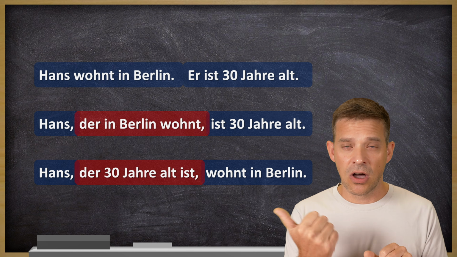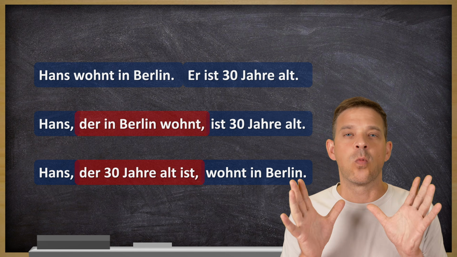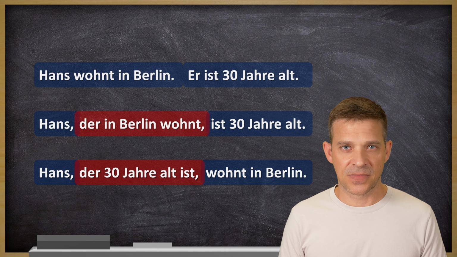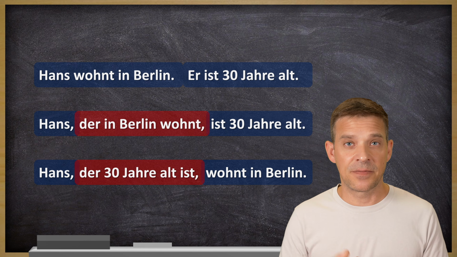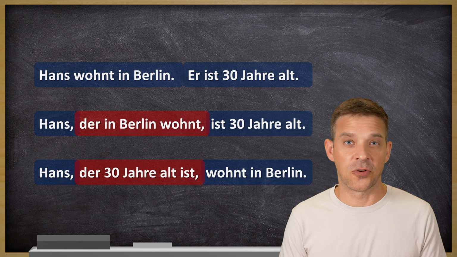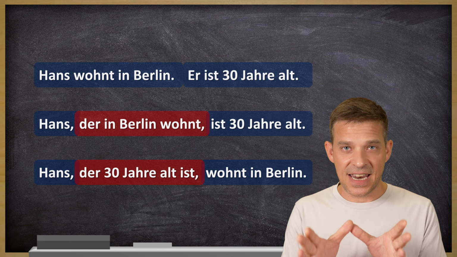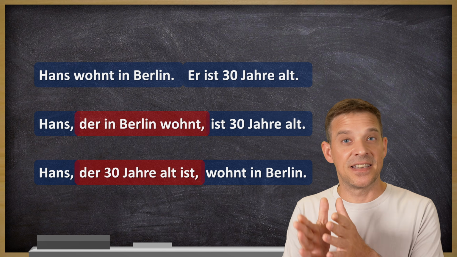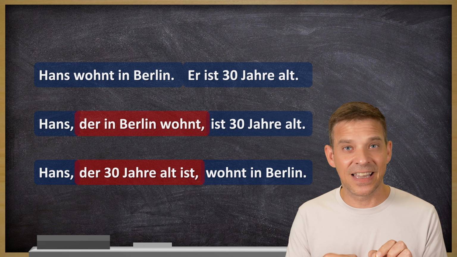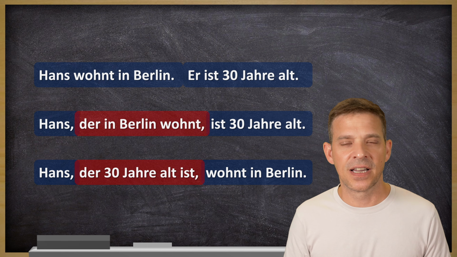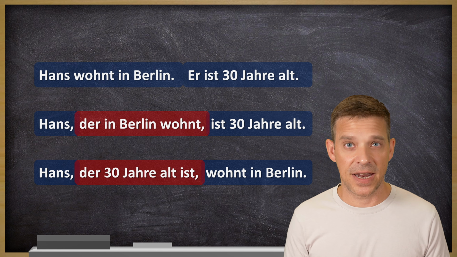Both sentences here are absolutely perfect and correct. It all comes down to what you think is more important. And it's very simple. If you think the information with 30 Jahre here is more important, then you use the first sentence. Hans, der in Berlin wohnt, ist 30 Jahre alt. Because the information in the main clause, which is Hans ist 30 Jahre alt, is the more important information. And the information in the relative clause, der in Berlin wohnt, is kind of the second information, less important than the one in the main clause.